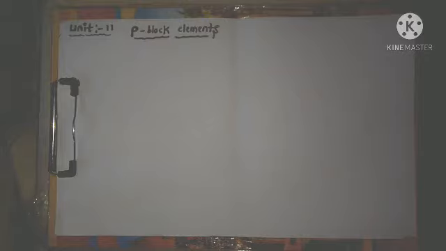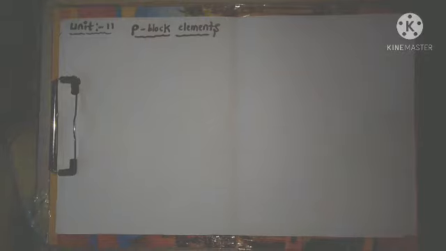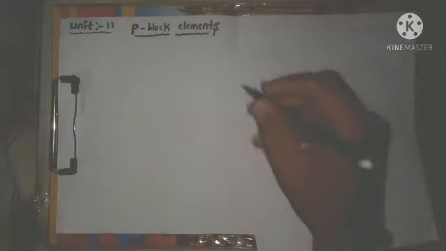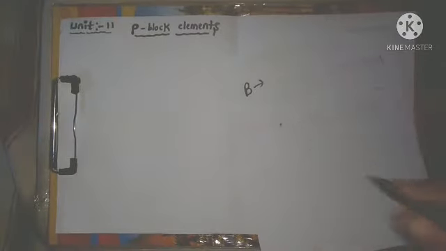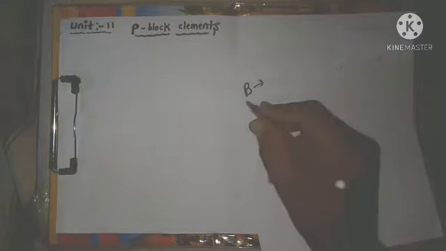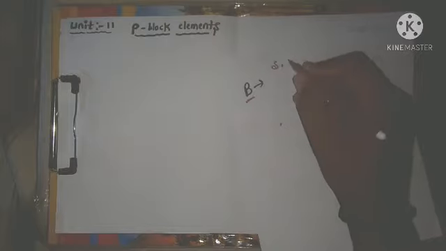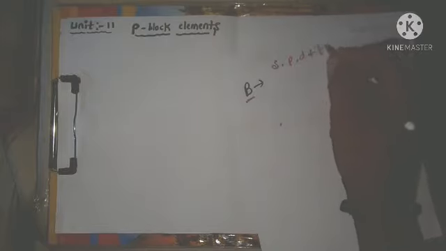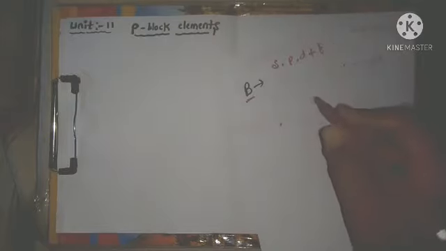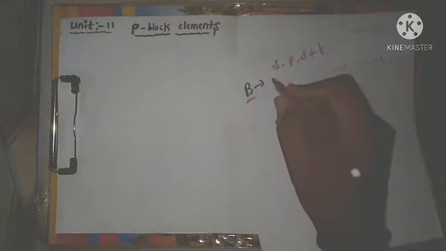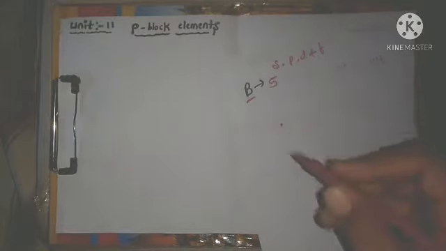Now here, what are P block elements? Definition. For example, I will take one rough paper. For example, someone is asking, the element boron belongs to which block? Now just check here. Here, total how many blocks are there? S, P, D and F. 4 blocks are there. Here, the atomic number of boron is 5.